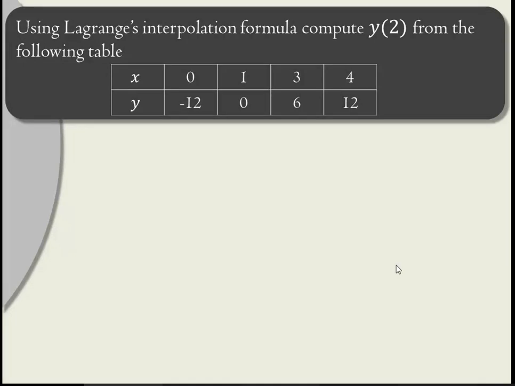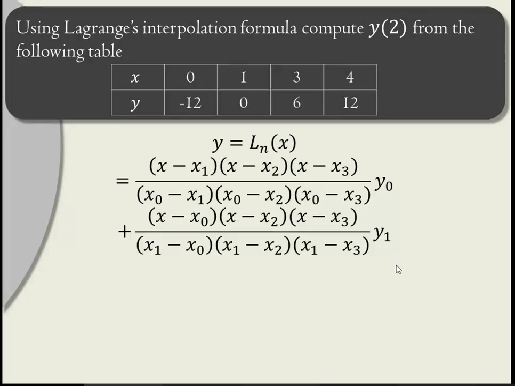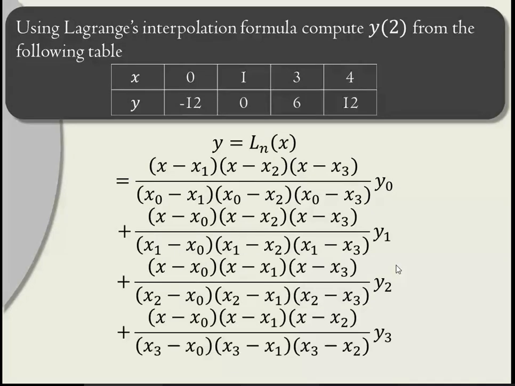Again, do the same thing. First, write down Lagrange's interpolation formula. As there are 4 terms, we get the addition of 4 terms. If there are 3 terms, we get only 3 terms. If there are 5 terms, we get the addition of 5 terms. For each term, x minus, except the first, take subtraction with all the rest of the 3 terms.